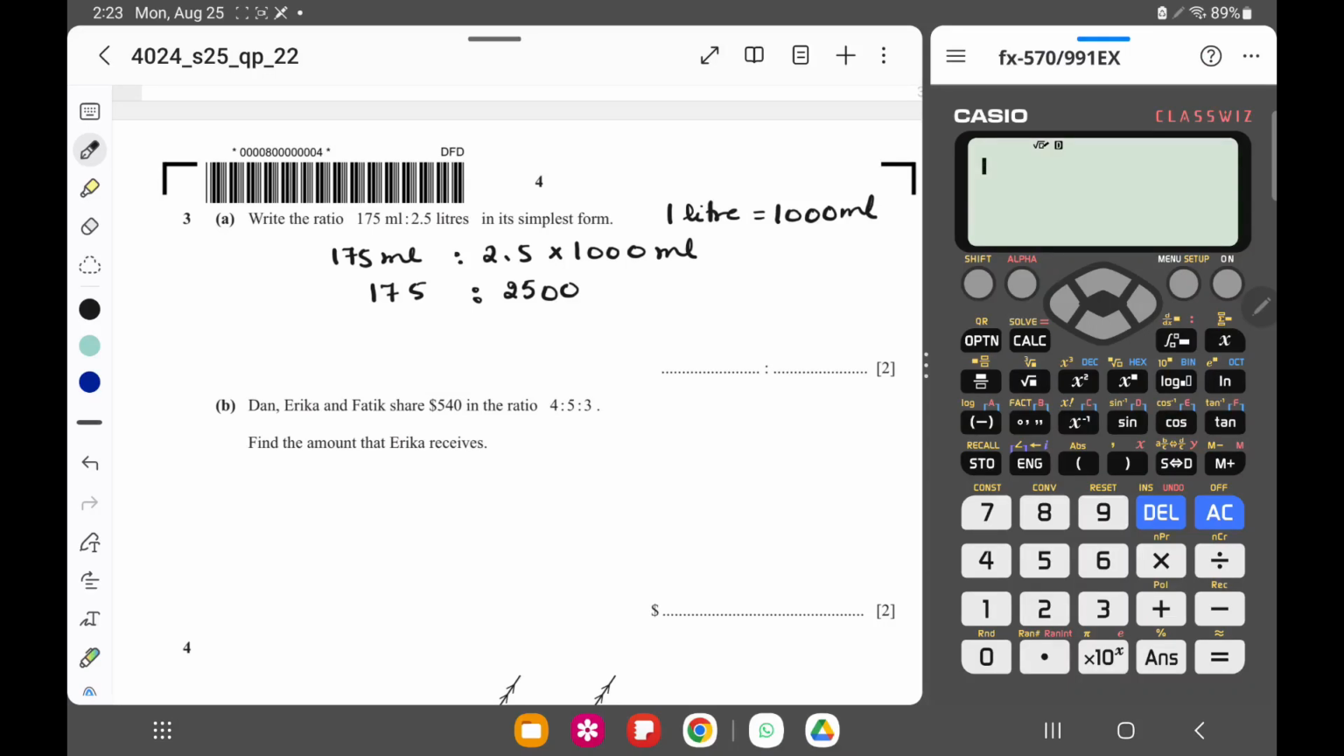With the times table of 5 you can cancel it. So that is 175 divided by 2500, which is equal to 7 is to 100. So 7 upon 100 means 7 is to 100. This is the simplified form, and this is a 2 marks question.